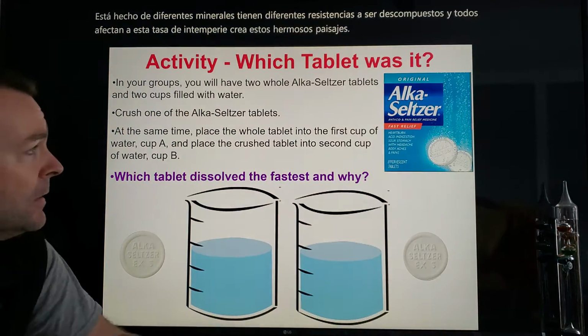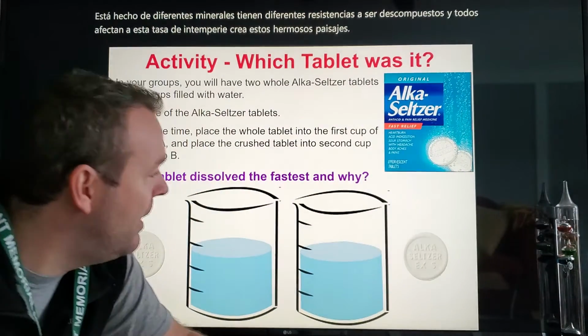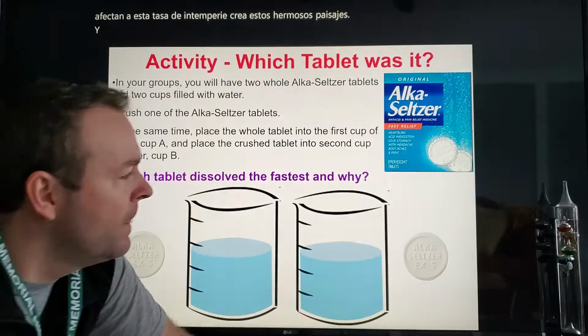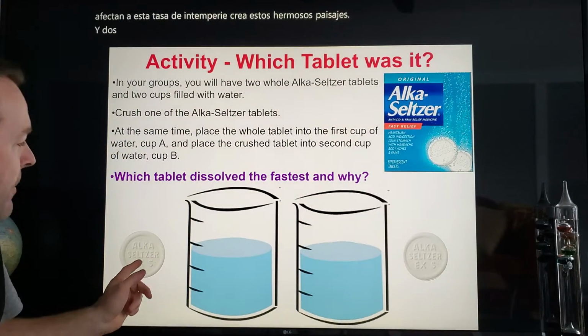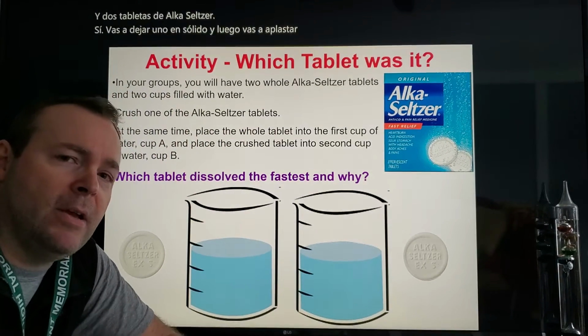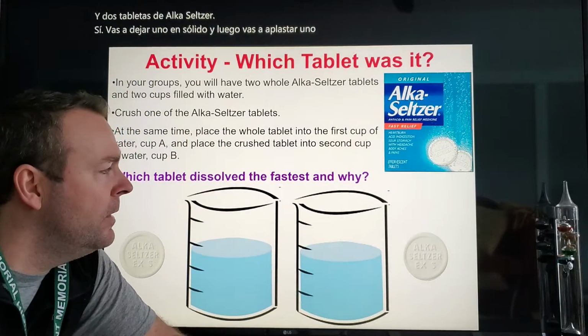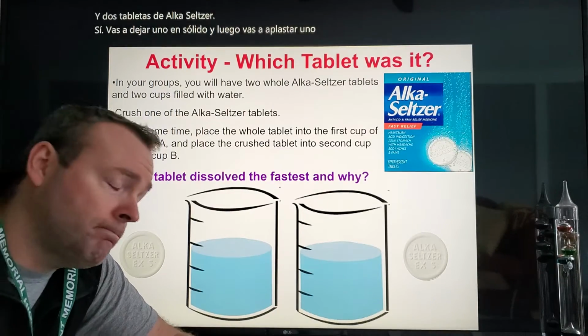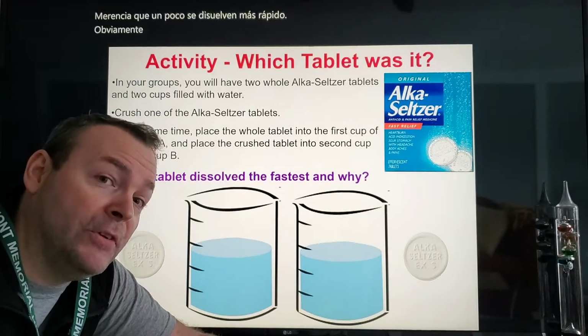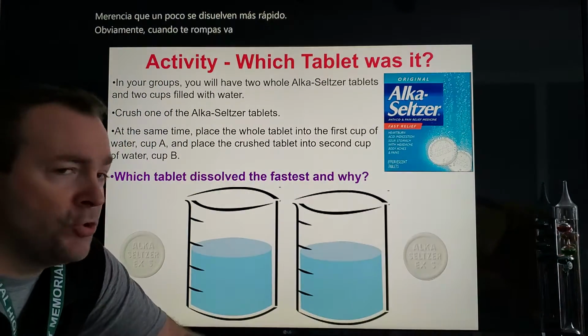Okay. Little experiment I'd like you to try at home. Get 2 cups and 2 Alka-Seltzer tablets. Very simple. You're going to drop one in solid, and then you're going to crush one up and put it in there. And be ready on a timer and see which one will dissolve faster. Obviously, the one you break apart is going to have a higher surface area. So try that out right now.